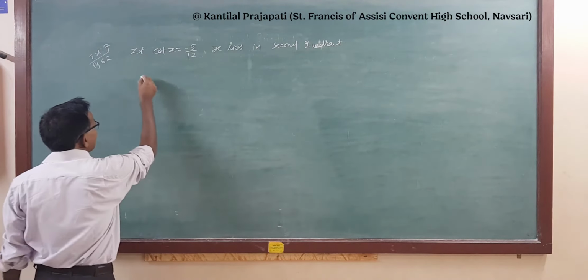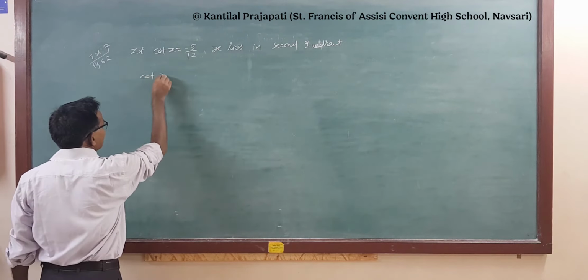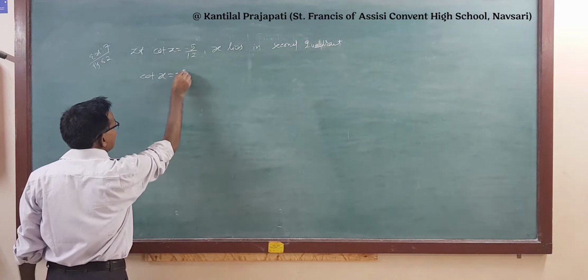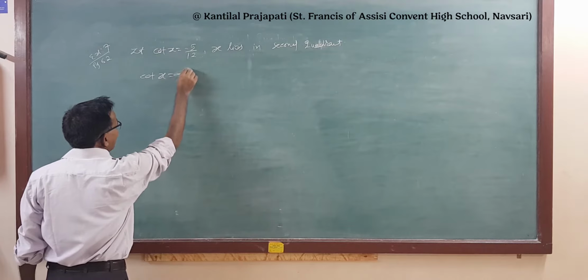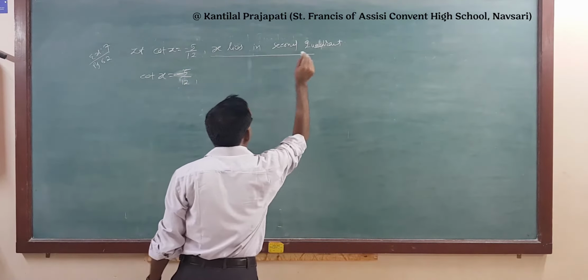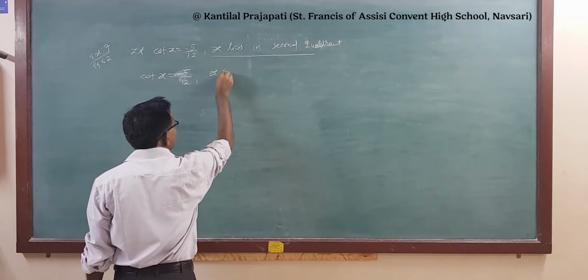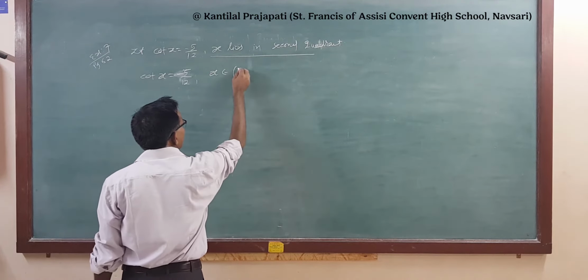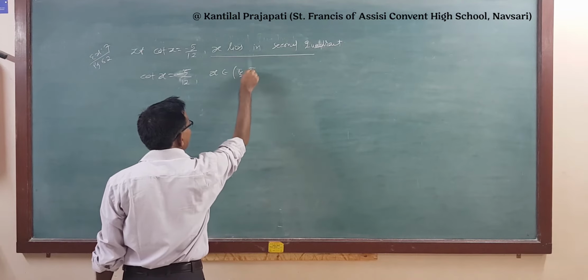We write here again. Given: cot x is minus 5 by 12, and x lies in the second quadrant. The second quadrant is written in interval form as pi by 2 to pi.